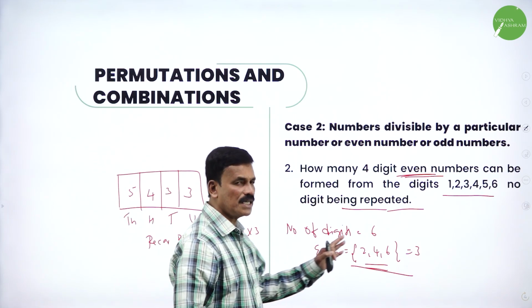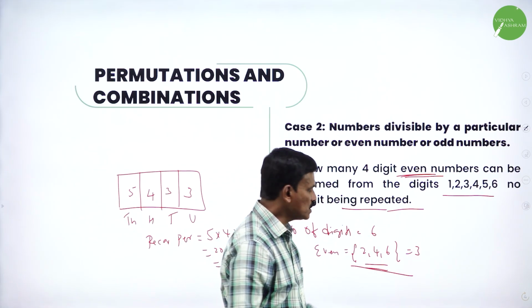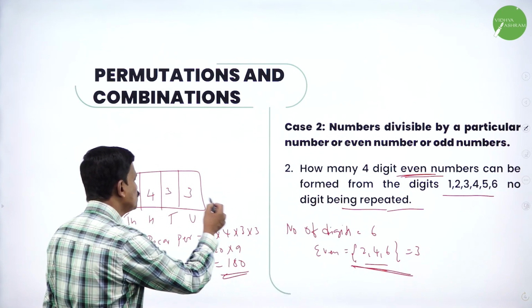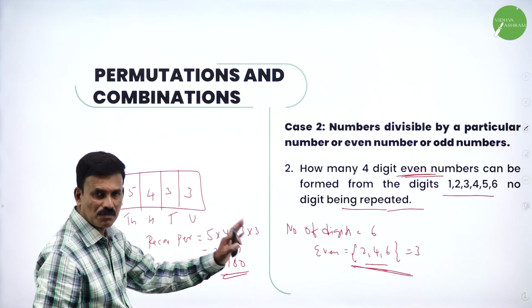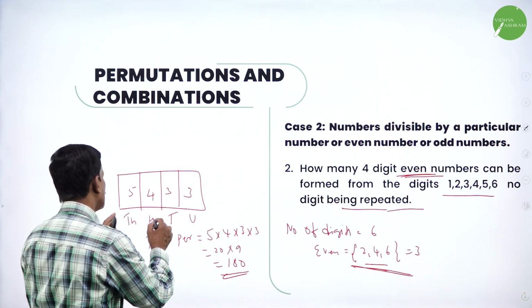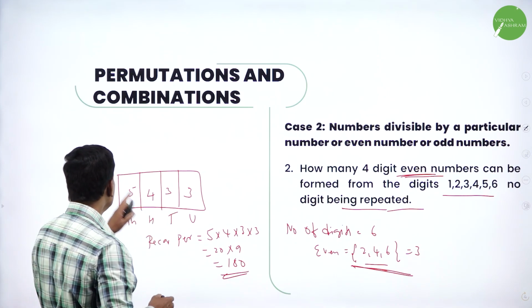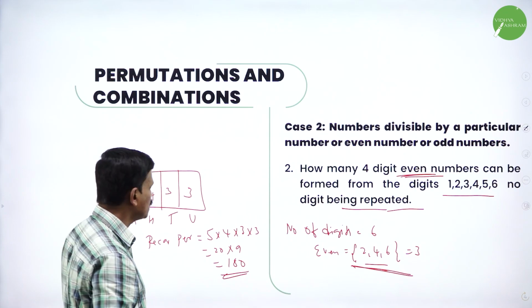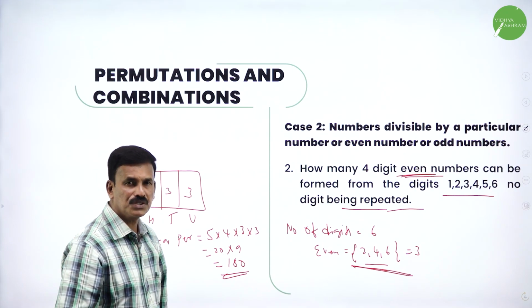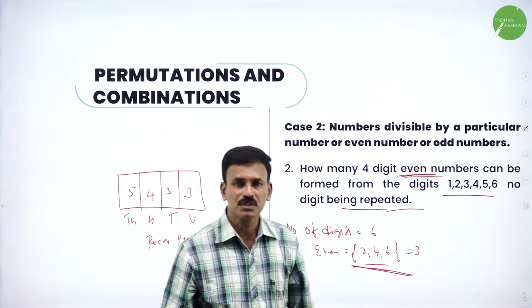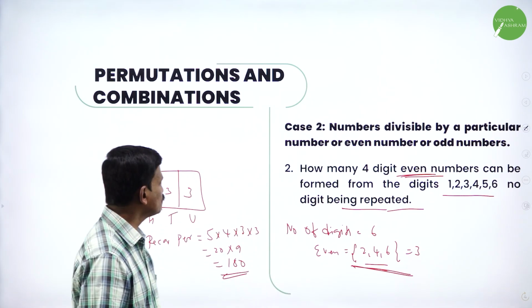So if a number ends with an even number, it should end with these 2, 4 and 6 only. Therefore the unit place can be filled in 3 ways, and the remaining: the 10s place can be filled in 3 ways, the 100s place in 4 ways, and the 1000s place in 5 ways. So therefore the required permutation is equal to 5 into 4 into 3 into 3, that is nothing but 180. That's it. Hope you followed. Now move on to the next problem.